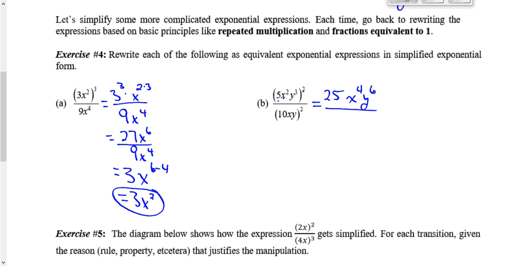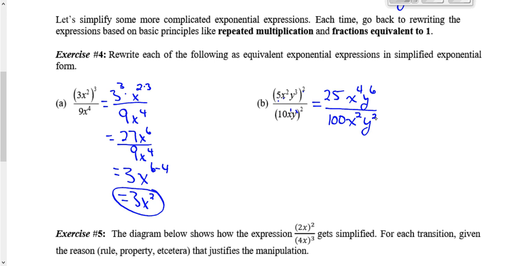10 squared is what? 100. x to the, oh, I did that wrong. x to the what? y. That's a 1 and that's a 1. x squared. y squared. Now you're never going to add these exponents, right? Because they're different bases, the x and y, right? Okay. Now let's simplify.